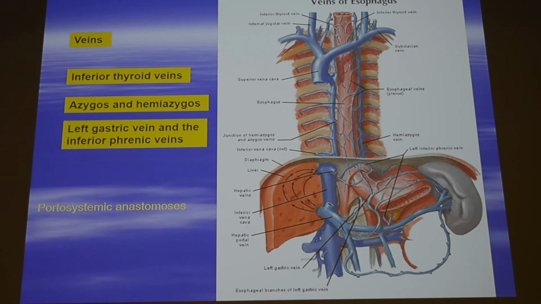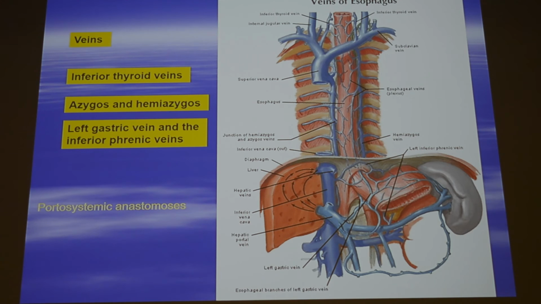In the body there are 4 sites where we have portal systemic circulation. One of these sites is the lower part of the esophagus. Why? Because the lower part of the esophagus is drained by the left gastric, which goes to the portal, and is drained by the inferior phrenic, which goes to the inferior vena cava. So one of the sites where you have anastomosis between the caval system and the portal system is the lower part of the esophagus, because it is drained by 2 veins. One goes to the portal circulation and the other one goes to the inferior vena cava.